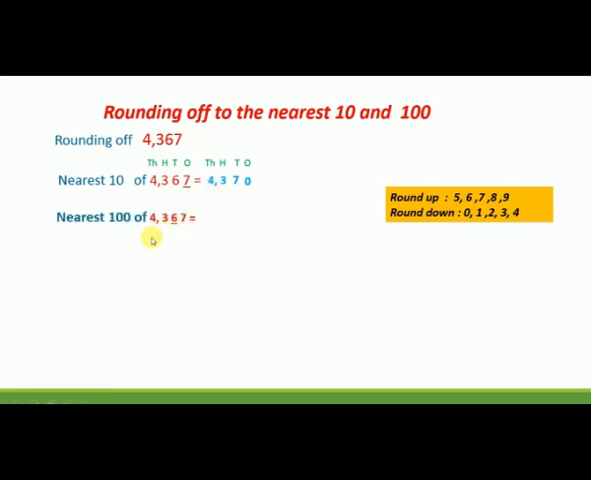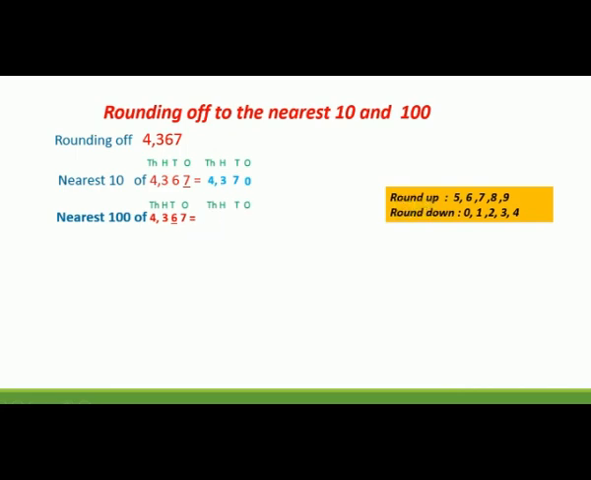Now let us see how to find the nearest 100 of 4367. As we already know, to find the nearest 100 we have to look at the tens place. So underline the tens place. Here we have the digit 6 in the tens place. Again have a look at the round up and round down list. Is the digit 6 in the round up list or round down list? Yes, it is in the round up. Round up means we need to write the next 100.